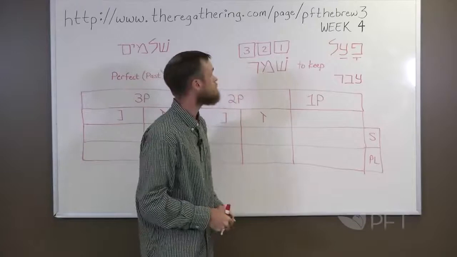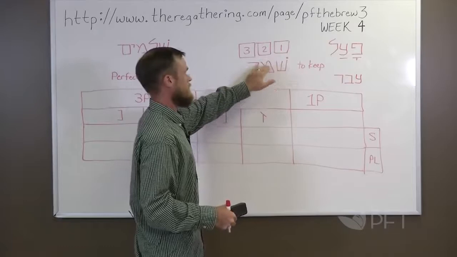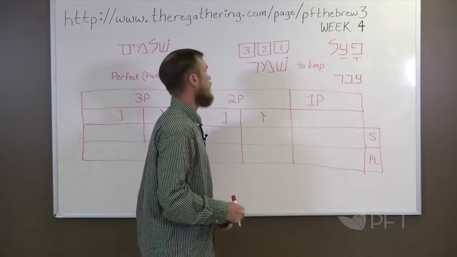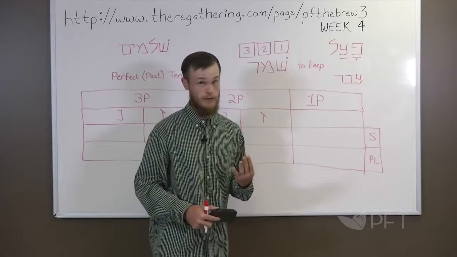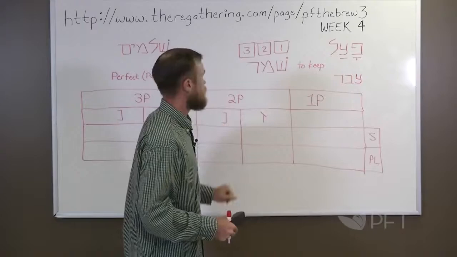Okay, but in this case, the shin is the first radical, the mem is the second radical, and the resh is the third radical. So as we conjugate things in these charts, they operate just like the charts for the present tense, although in this tense that we're looking at, there are more possibilities than just the four that we're limited to with the present tense, otherwise known as the active participle. This chart is a chart of the perfect tense.